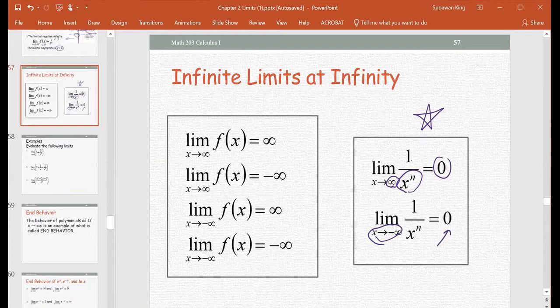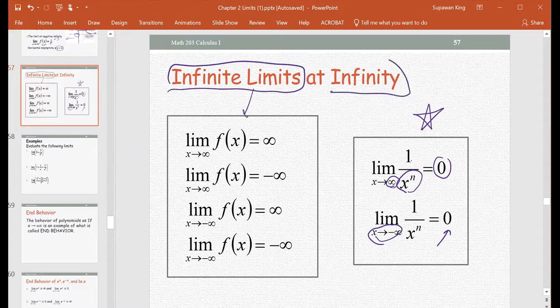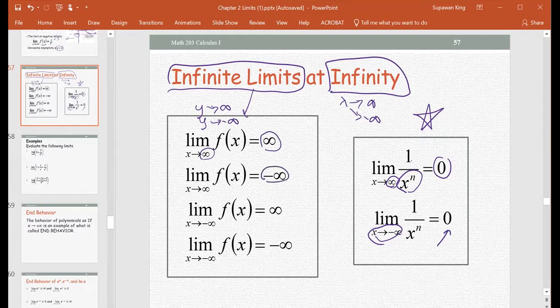By the way, in the left box here, we have 4 different cases. This case we call the infinite limit at infinity. You see 2 separate things in the phrase here. At infinity means when x approaches positive infinity or negative infinity. Infinite limit is when the y value approaches either positive infinity or negative infinity. So you have 4 combinations: x positive infinity with y positive infinity, x positive infinity with y negative infinity, and so forth.